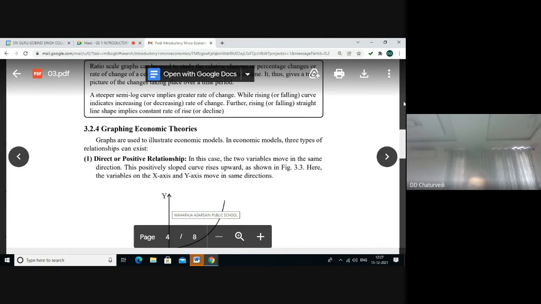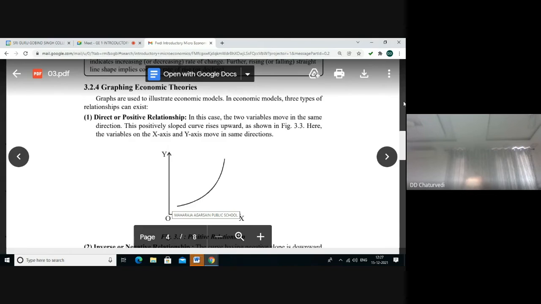Now let us study a little bit of the application part of whatever we have discussed so far. We can use these graphs for illustrating economic models. And in such economic models, we can have three types of relationship. The first one is direct or positive relationship. Here the two variables move in the same direction as shown in figure 3.3.